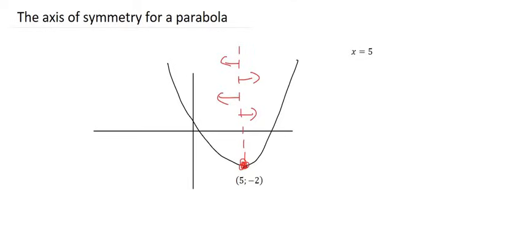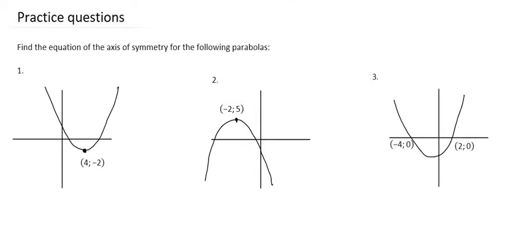Let's try a few examples. We have to find the equation of the axis of symmetry. Now this is really a quick process. We know that the axis of symmetry is always the line that runs down the middle, and so the axis of symmetry for that equation will simply be x equals 4. Let's do number 2. Number 2, we know that the axis of symmetry is this line that runs down the middle, and so its equation will be given as x is equal to minus 2.